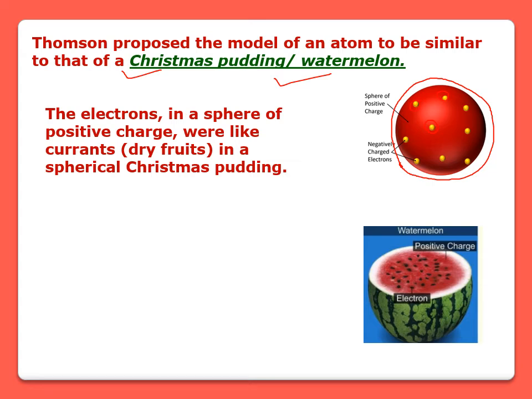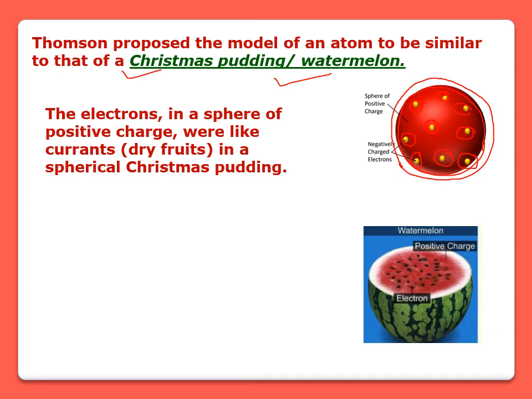The same pudding bowl is considered as an atom. This sphere is the atom and this red part is totally positively charged. So positive charge is everywhere in this sphere, while negatively charged electrons are considered as dry fruits. So this bowl of pudding is like an atom. That is why this model of Thomson was considered as the Christmas pudding model.